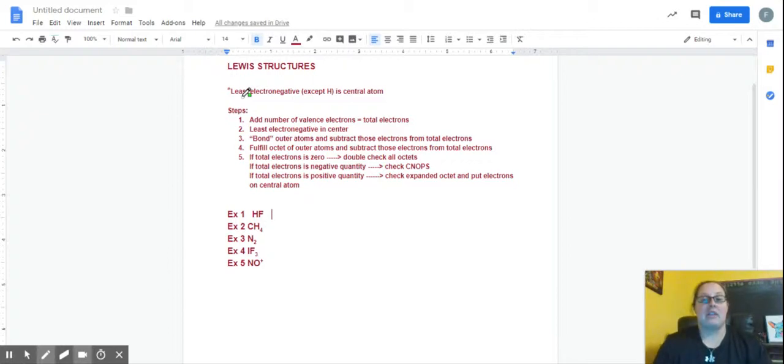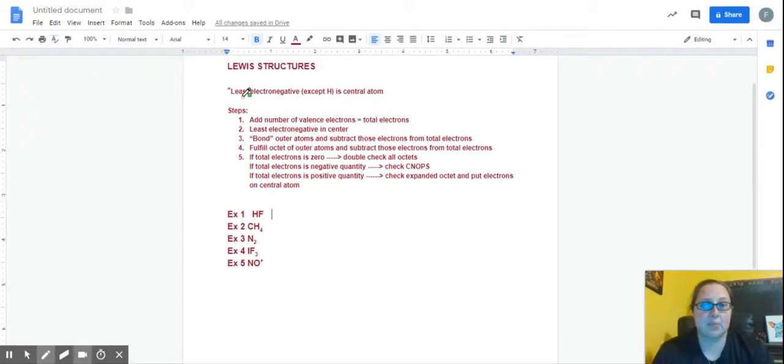If your total electrons at the end of all this is a positive quantity, meaning you have electrons left over, you fulfilled the octets, the central atom's good, the outer atoms are good on the octets, then you check to see if that central atom can have an expanded octet. If it can have an expanded octet, you're going to put those electrons, the remaining electrons, on the central atom. So this is our step-by-step process that we're going to do.